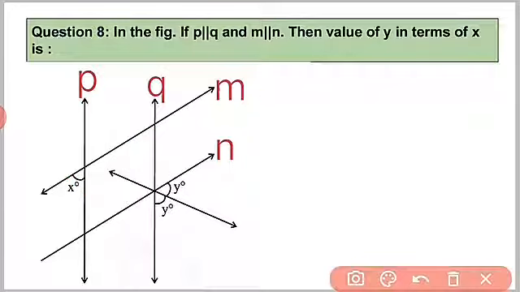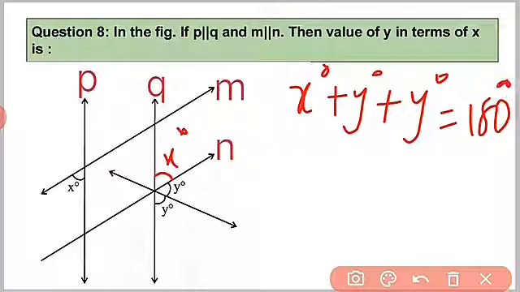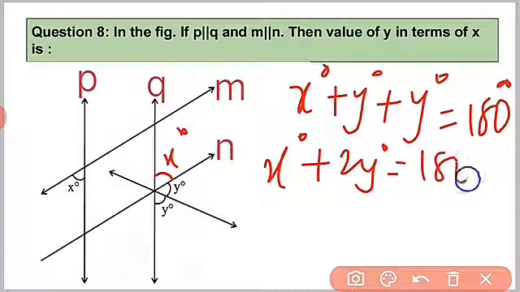Now we got x degrees, y degrees and y degrees. These three angles lie on a line Q. So their sum will be equal to 180 degrees. x degrees, y degrees and y degrees, so their sum will be equal to 180 degrees. So x degrees plus 2y degrees will be equal to 180 degrees.